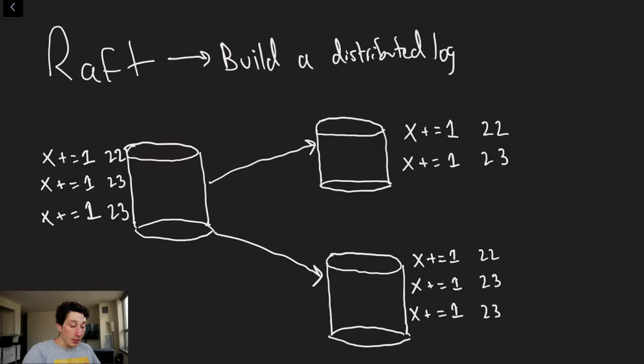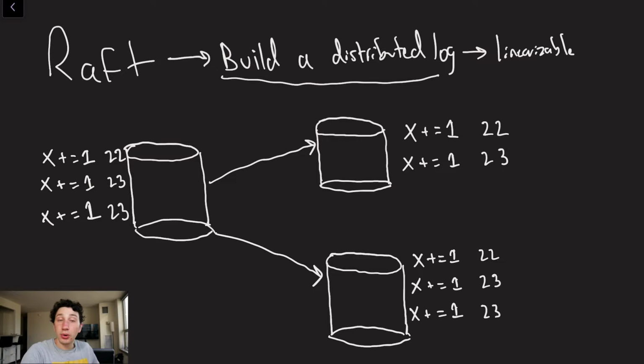So the algorithm I'm actually going to be talking about today is called Raft. And what Raft allows us to do is build a distributed log. Why do we want a distributed log? Because logs are ordered, hence they are linearizable. And that is extremely important for us.